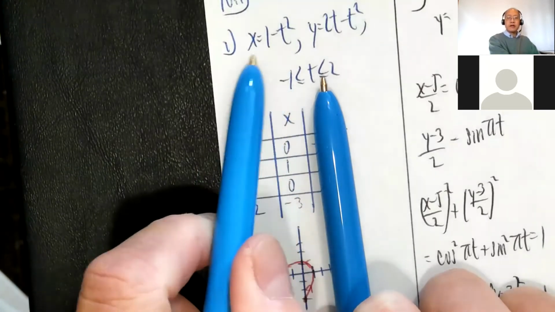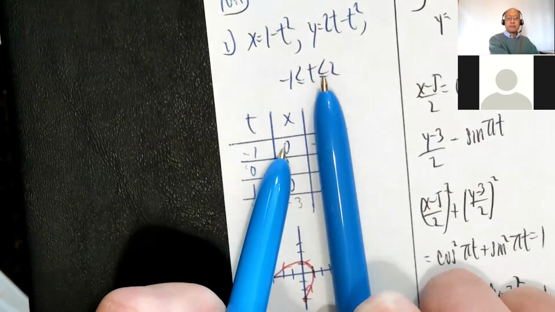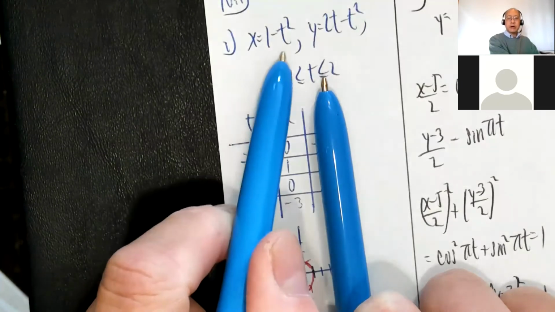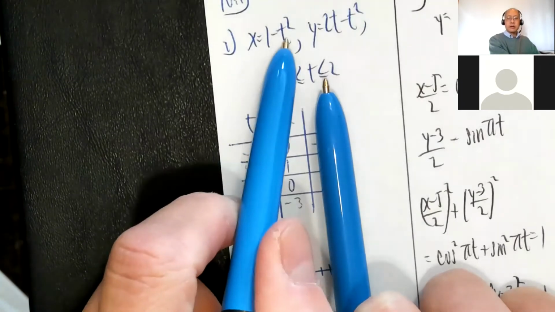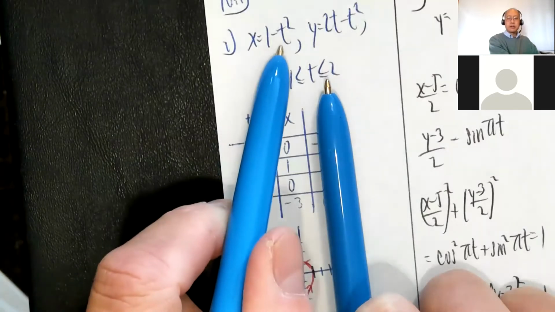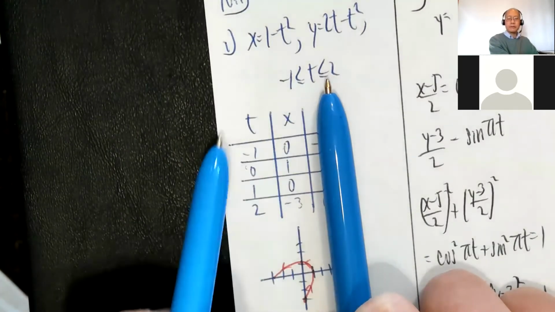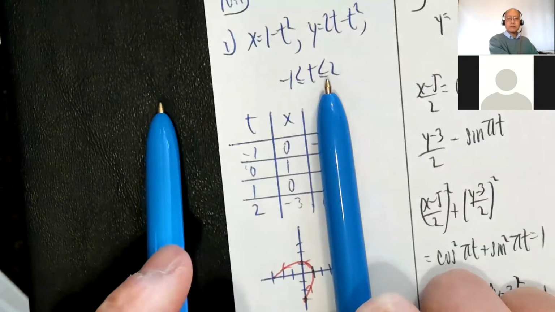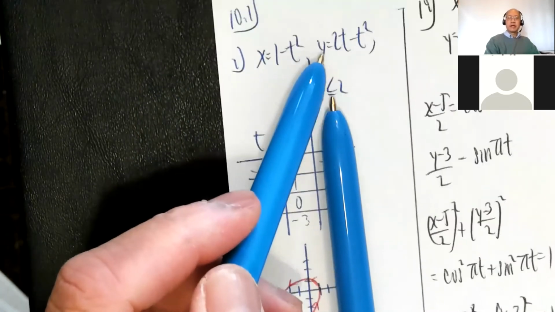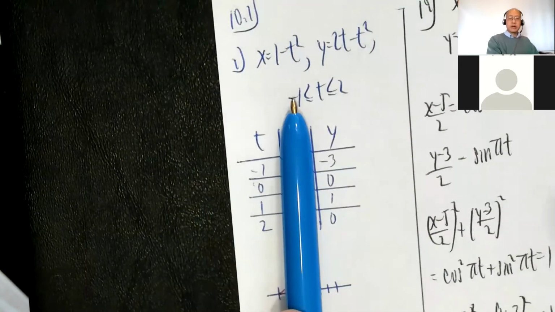So plug in -1, x is 0. Plug in 0, I get 1. Plug in 1, I get 0. Plug in 2, 1 minus 4 is -3. Okay, so you're all very good at that. Then I plug in here. So kind of cover this up.